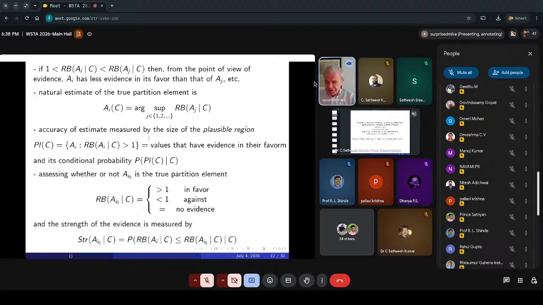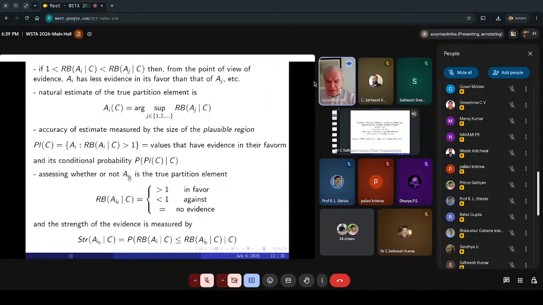And what about the accuracy of that estimate? Well, I'll look at what I call the plausible region. The plausible region just consists of all the partition elements that have evidence in their favor. Then I can calculate the posterior probability of that set, the plausible region, which is down here. If this region is small and that posterior probability is big, I know I have strong evidence that this estimate, A_i of C, is an accurate estimate of the true partition element that contains omega.